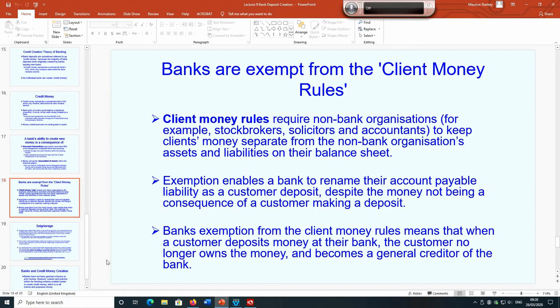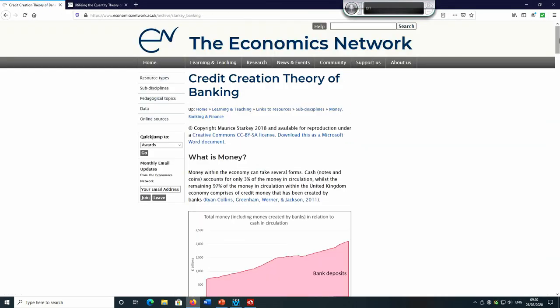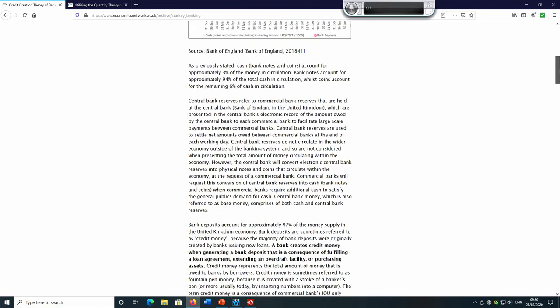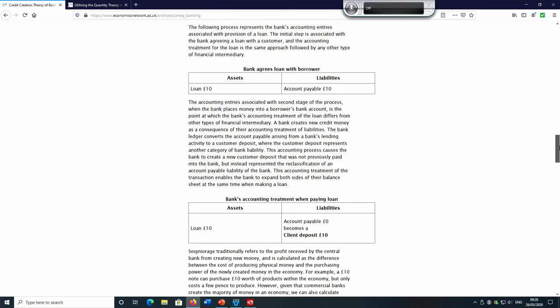And my article on the Economics Network, Credit Creation Theory of Banking, presents the accounting entries associated with any organization agreeing a loan with a borrower. So on the asset side of the organization that is lending, it has a loan, an asset of £10. The customer owes it money and should repay the money to the bank or other organisations, so that is an asset.